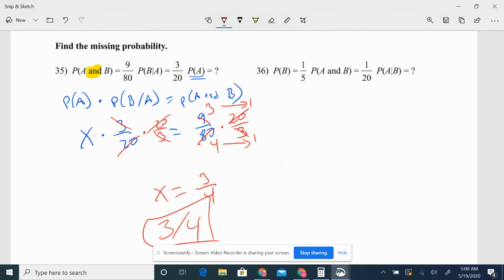Take a look at number 36. Since I'm dealing with probability of B by itself, I'm going to use the formula probability of B times, and I'm using times since I'm using the word and, probability of A not B is equal to probability of A and B. All right, probability of B, we know it's 1/5. Probability of A not B, I don't know what it is. I'm just going to call it X. Probability of A and B is 1 over 20.